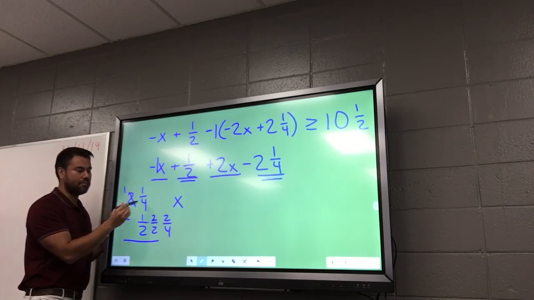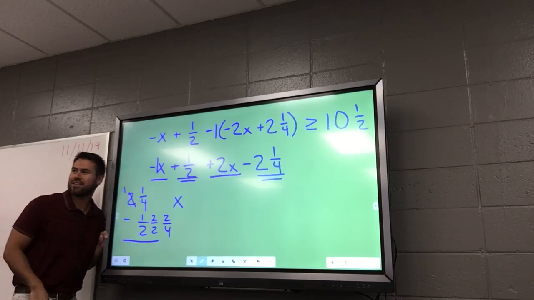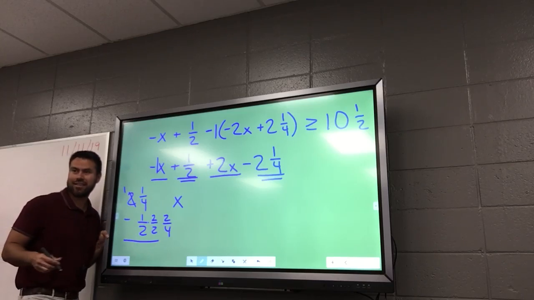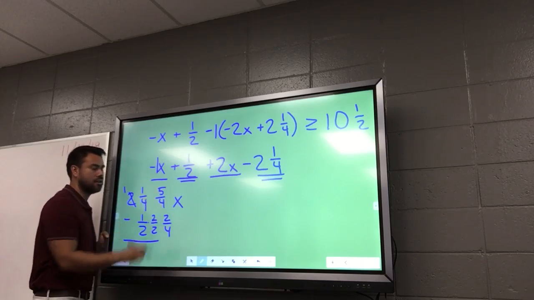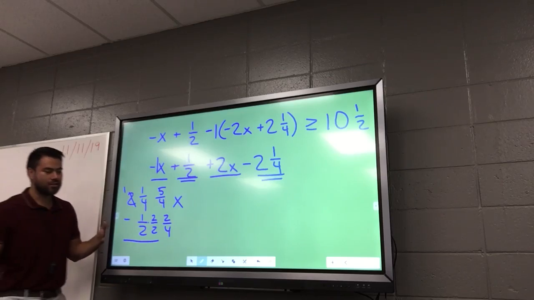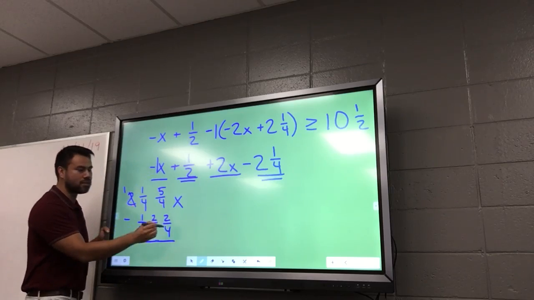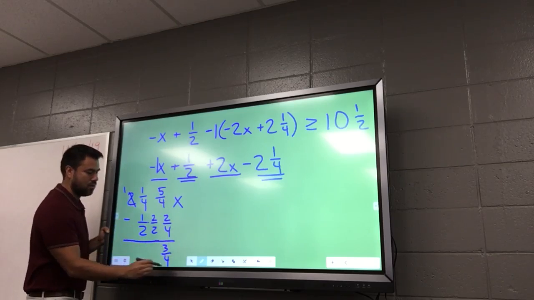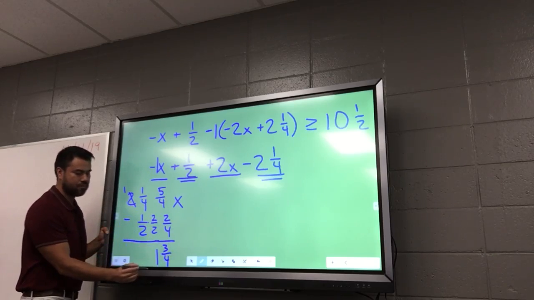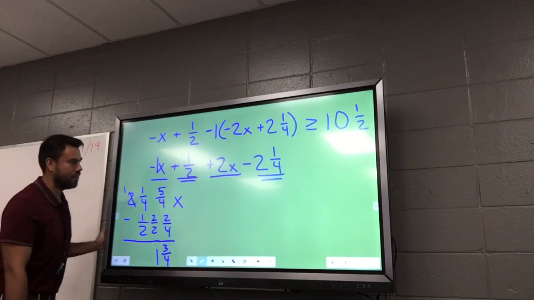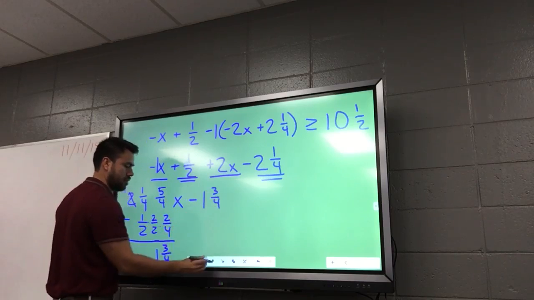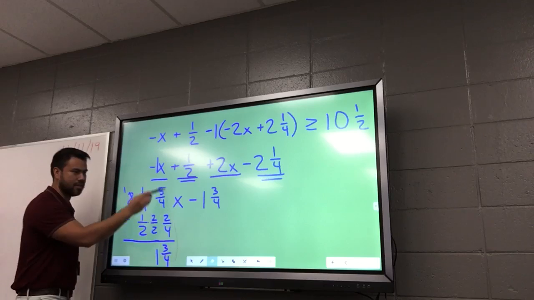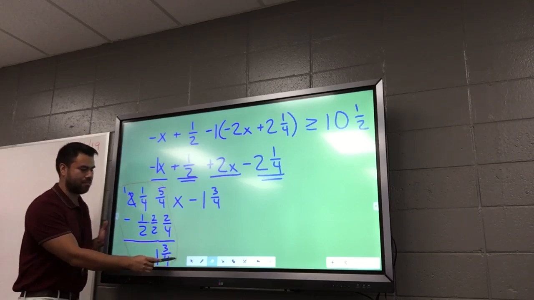Do you remember what I get? 1/4 plus 4/4 is 5/4. I said that. 5/4 minus 2/4 is 3/4, and 1 minus 0. But it's negative, right? Negative 1 and 3/4. I'm going to erase this in just a moment because it's blocking my problem.